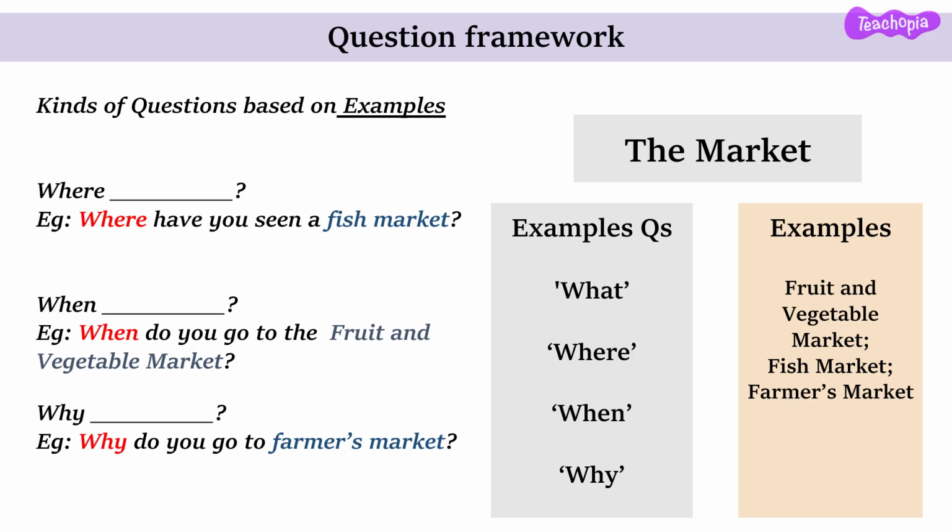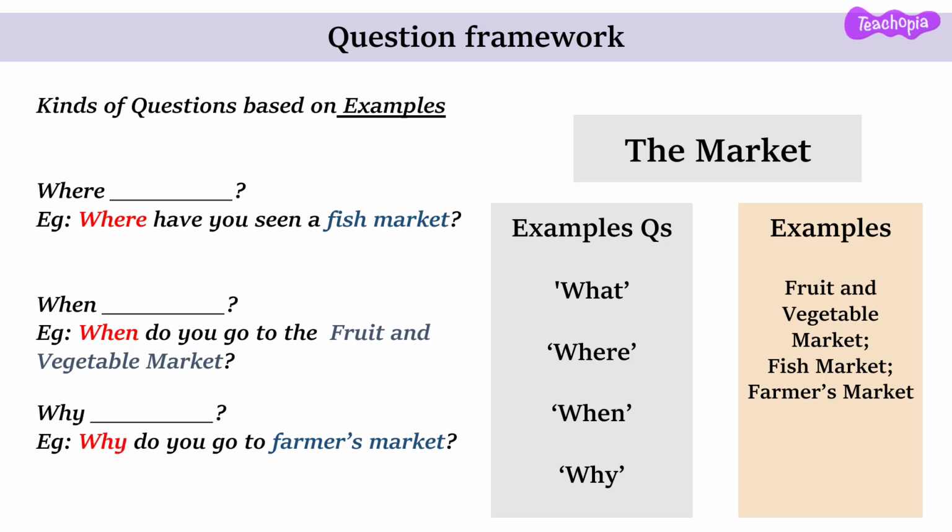Last but not the least, let's see how questions can be built on the examples if the topic is the market. Remember that these are kind of questions that can be used during a group discussion. So, if questions are to be framed on examples, question starters like what, where, when, and why can be useful. If a question is built on the word where, a question like this could come up. Where have you seen a fish market?